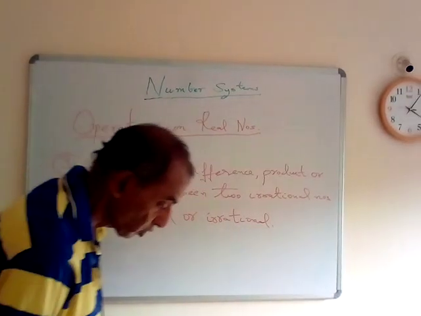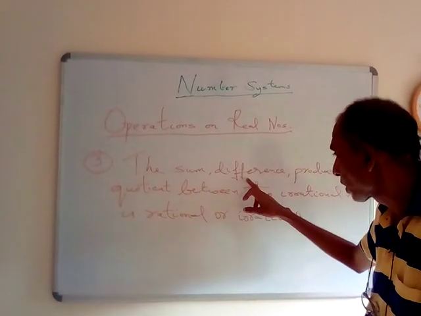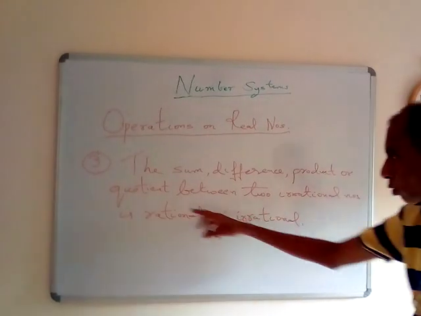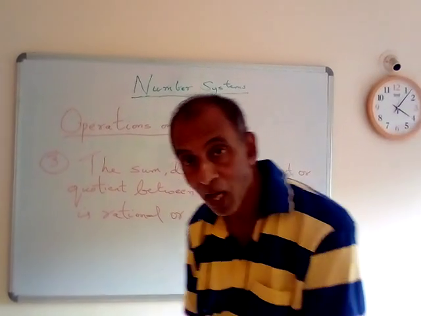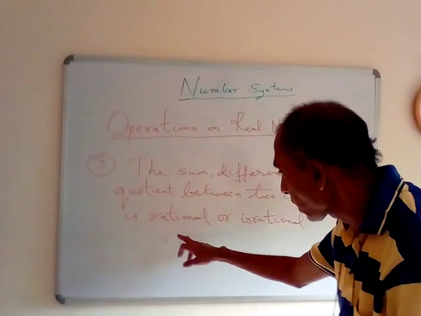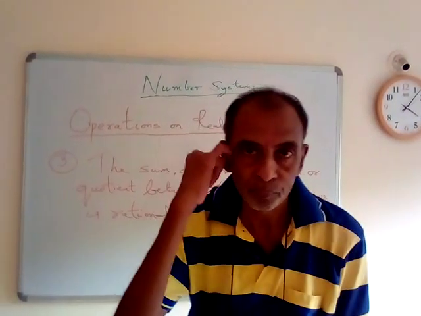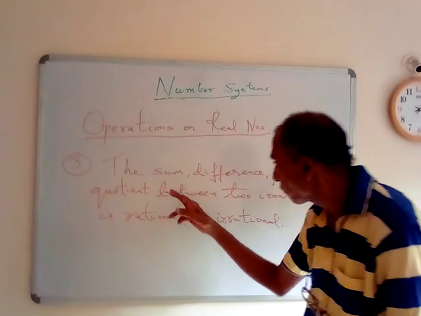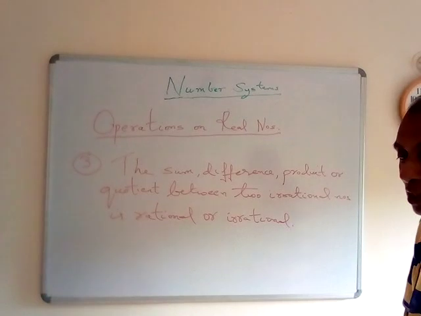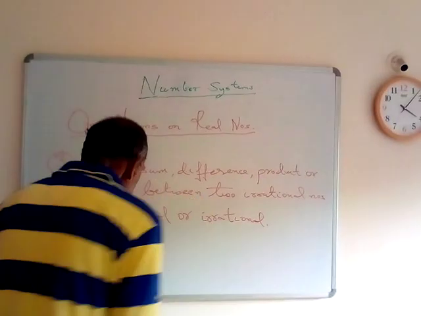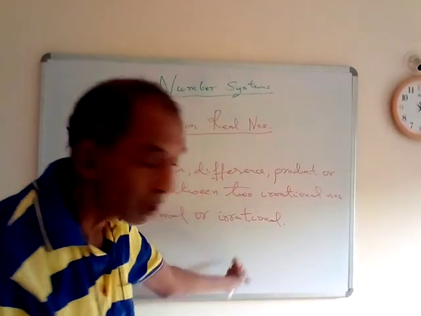So what is the third point? The third point is that the sum or difference or product or quotient between two irrational numbers can be either a rational number or an irrational number, depending upon the numbers. So if you add or subtract or multiply or divide two irrational numbers, the answer can be a rational number or it can also be an irrational number. This is the third point. Then I'll rub this out, we'll go to the fourth point.